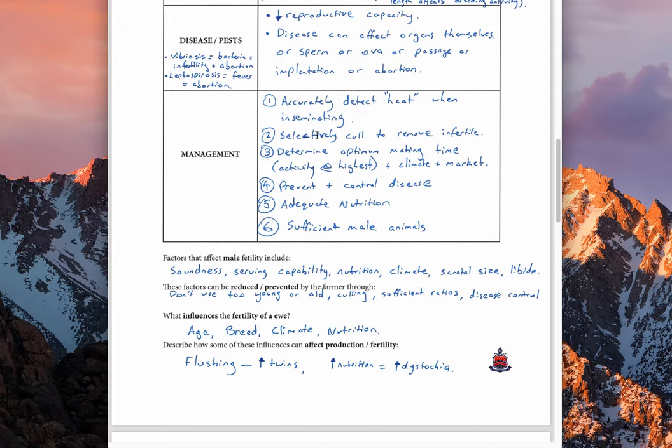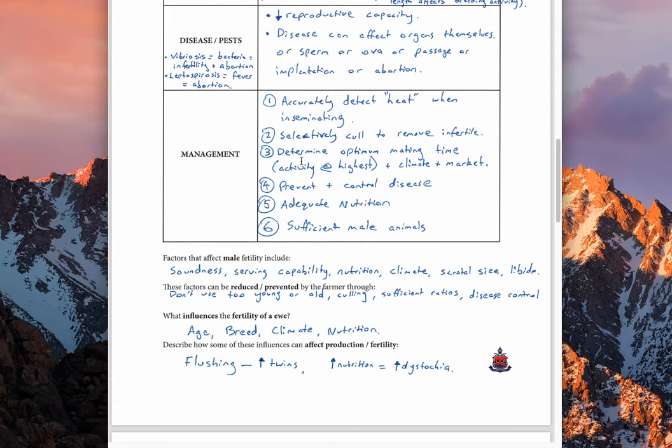You might selectively cull to remove infertile animals. If you have an animal that might be able to reproduce but is not very good at doing it, maybe it only has a calf every couple of years instead of every year, you want to get rid of that animal, because it's going to pass on its genes to its offspring, and they might also have that infertility problem. So a good farmer will remove those animals, maybe selling them or culling them.